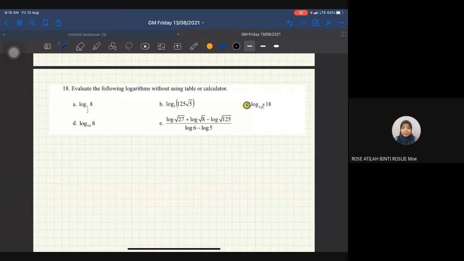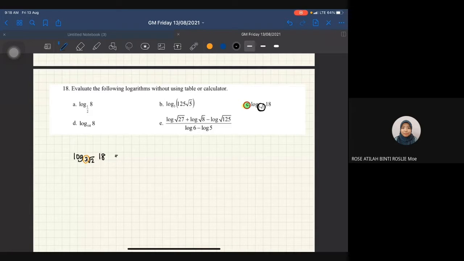Dekat C ni, dia punya base ni memainkan peranan sebenarnya. It's a bit tricky, this question. Okay, so what can you do for the base is, so dia adalah log 3 set 2 18 kan. Okay, so apa yang awak boleh buat dekat base ni, awak jadikan dia satu set. So saya nak masukkan 3 ni, macam mana saya nak jadikan 3 ni dia ada set juga. Okay, so kita squarekan dia.